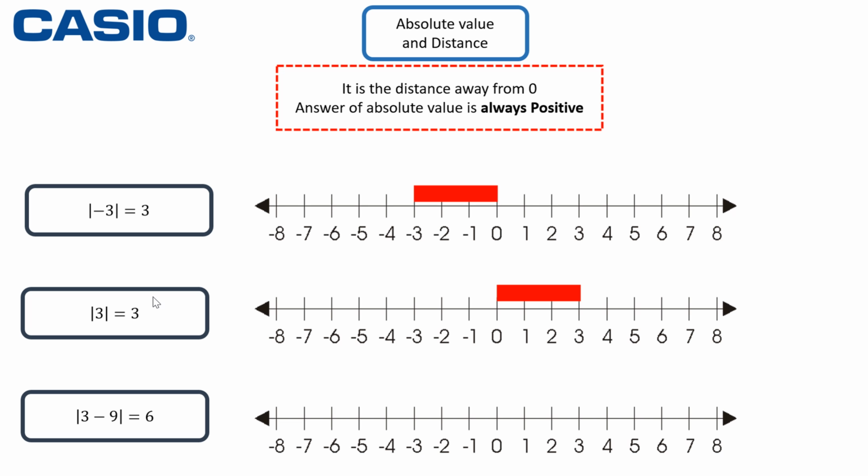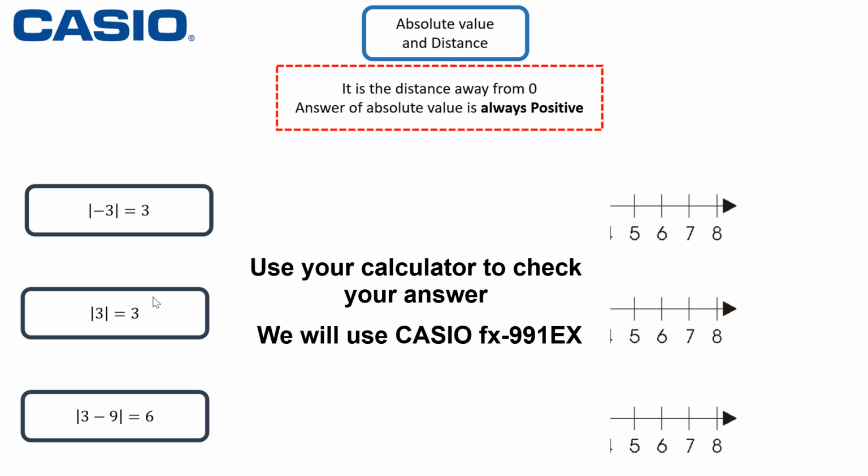Now if we have the absolute value of 3 minus 9, first let's see what 3 minus 9 is. 3 minus 9 is negative 6. Now place negative 6 on the number line and count the steps between 0 and negative 6. I will get 6 steps. So the answer is 6, positive 6.